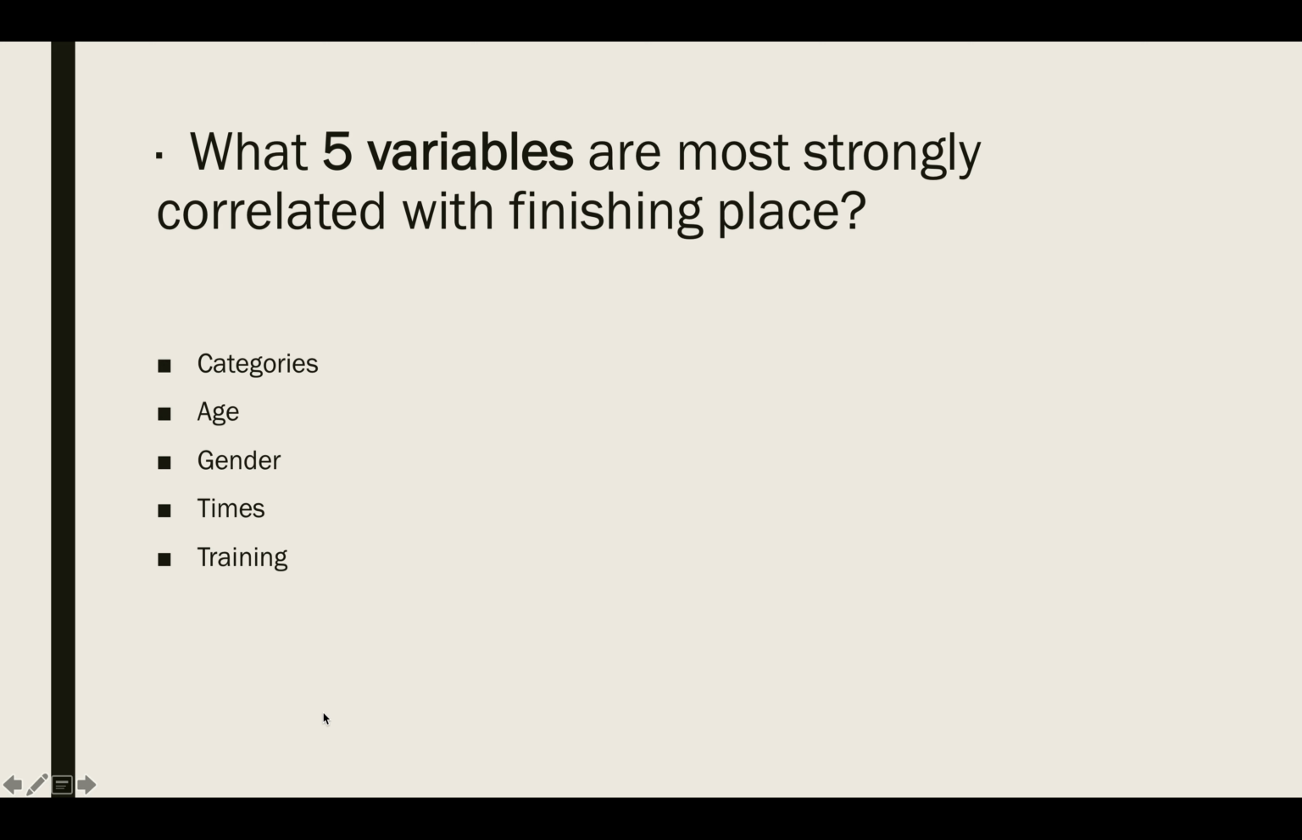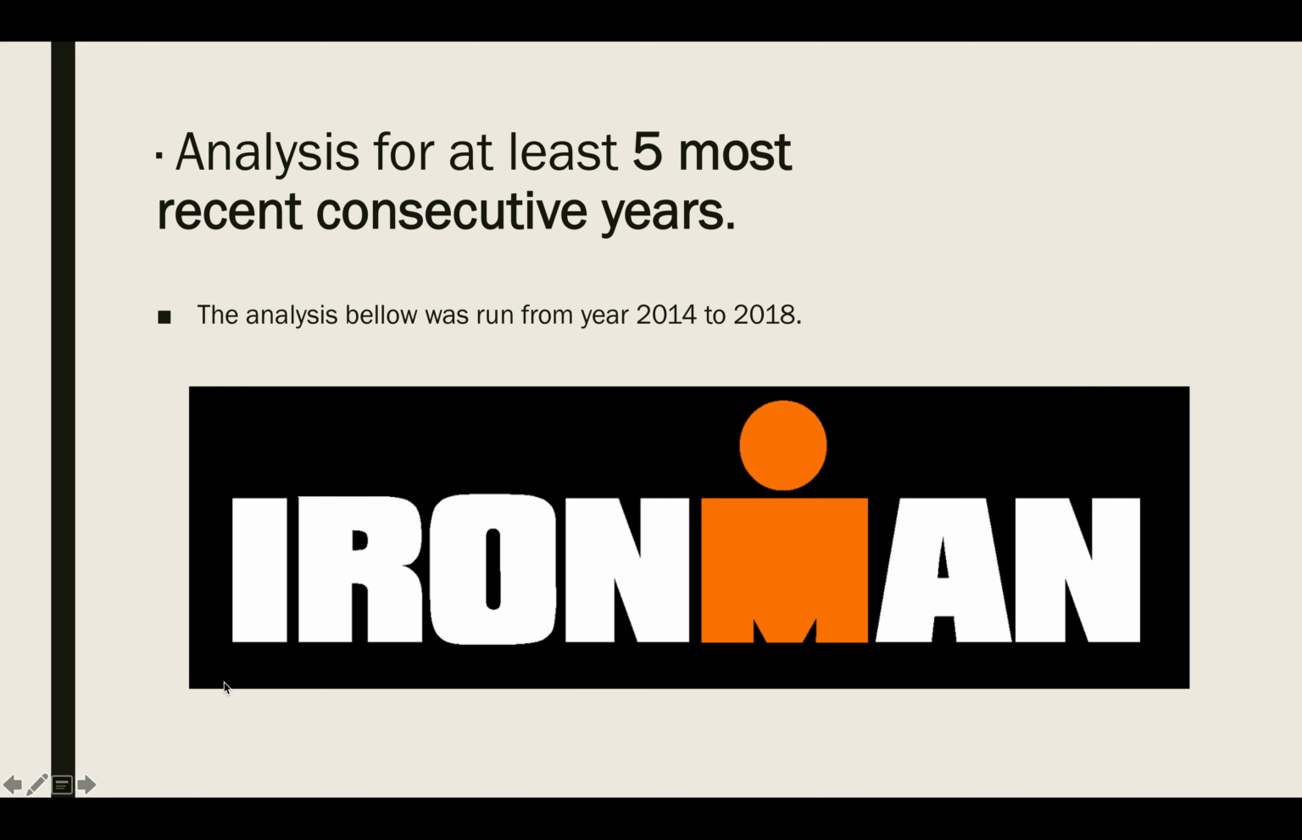What five variables are most strongly correlated with finishing places? We have categories, age, gender, time, and training. Analysis for at least 5 most recent consecutive years. The analysis below was run from year 2014 to 2018.